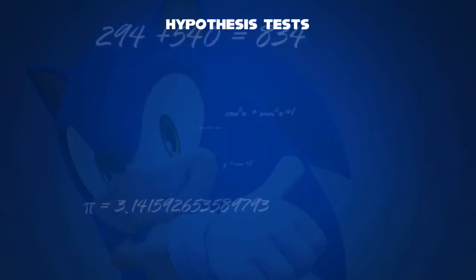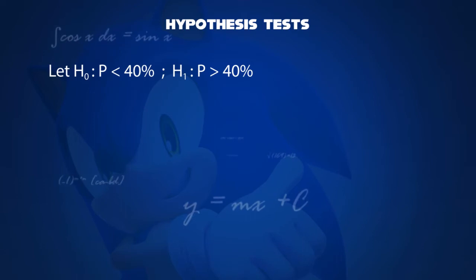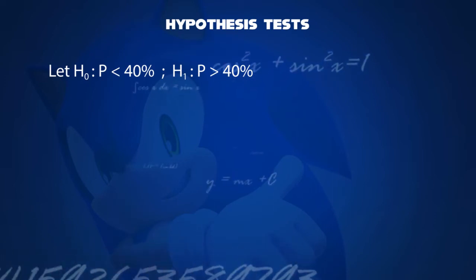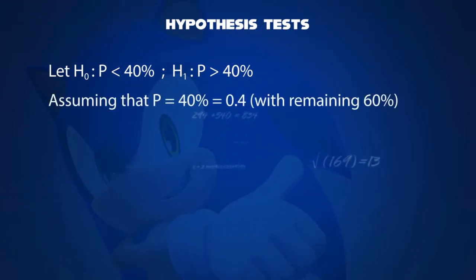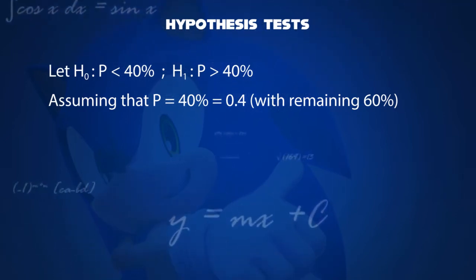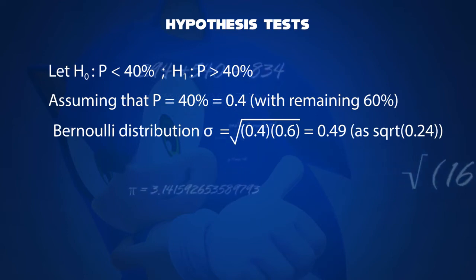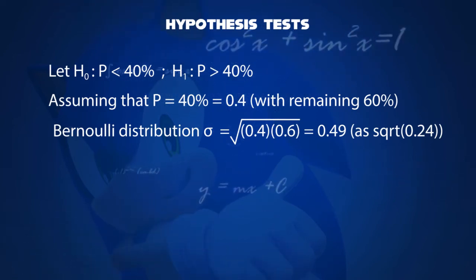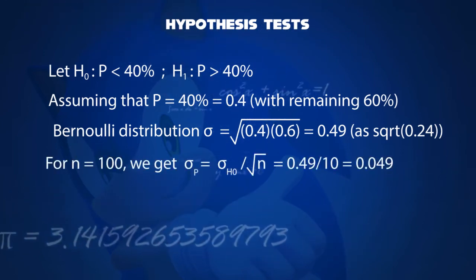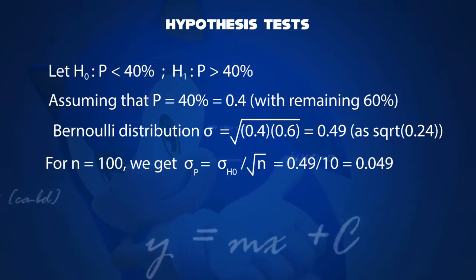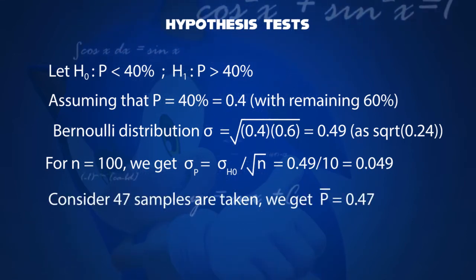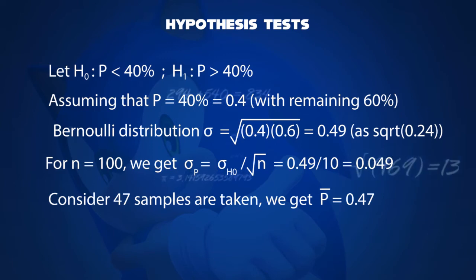Now, in terms of two values, let the null hypothesis be P less than 40% and the alternative hypothesis P greater than 40%. Assuming that the null hypothesis is true, that is 0.4. The remaining is 60%, so we write the square root of 0.4 times 0.6, that is the Bernoulli distribution sigma, equal to 0.49. Also say, a total of 100 samples, n in general, that is 0.49 divided by 10, equal to 0.049. For sample proportion, 47 samples have been taken of 100, say p bar equal to 0.47.